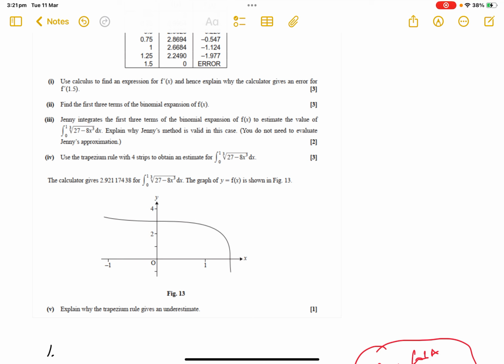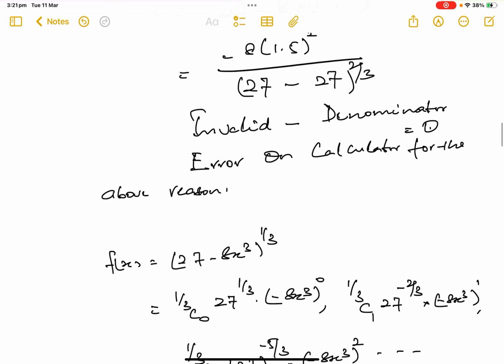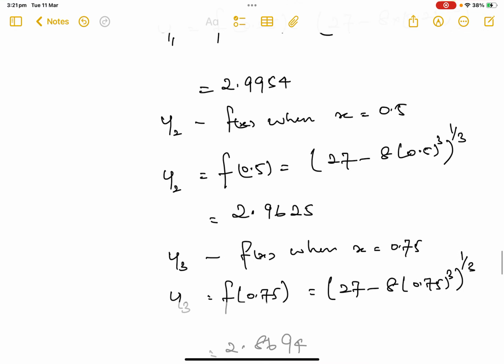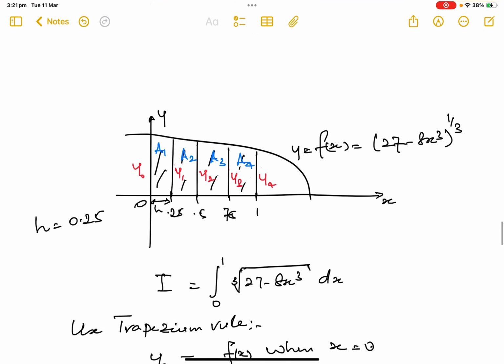Use the trapezium rule with 4 strips to obtain an estimate of the integral from 0 to 1, lower limit 0, upper limit 1, of cube root of 27 minus 8x cubed dx. So it's the trapezium method. Okay, just sketch the curve or graph, similar to f(x), that is 27 minus 8x cubed to the power 1/3. And with 4 strips from 0 to 1, therefore 0.25, 0.5, 0.75, and 1.